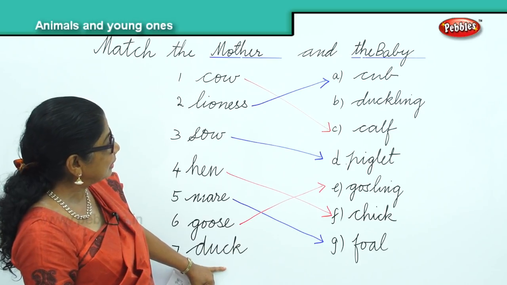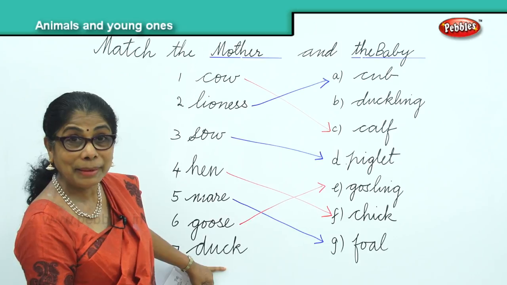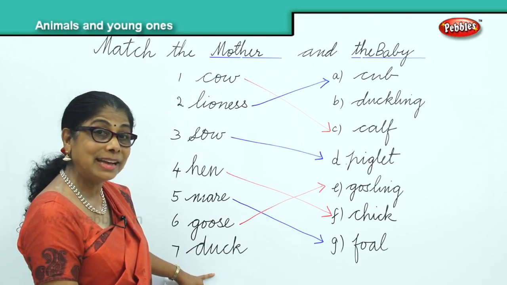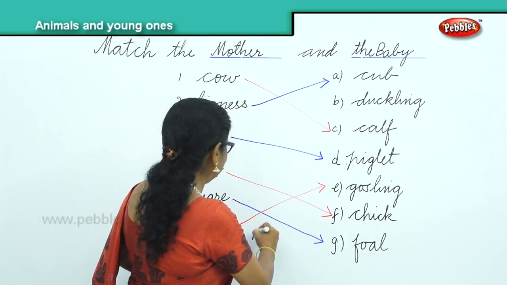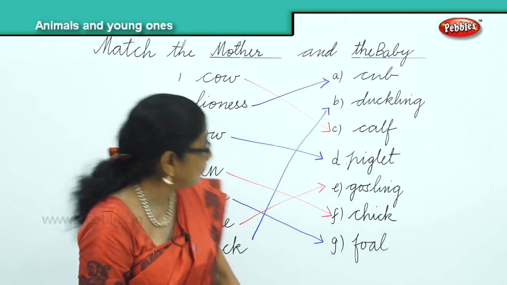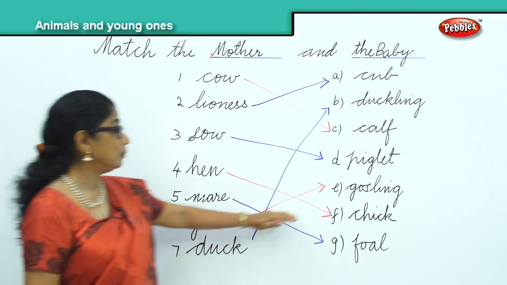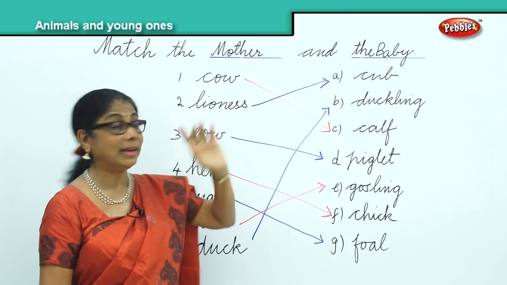Finally, we have here duck. Mummy duck. And her baby is called duckling. That also is easy. Goose and duck, both these are very easy to find. You have here duckling. Duck, duckling. Now, let's look at it over again. The last two are very easy. Goose, gosling. Duck, duckling. Others are very tricky.